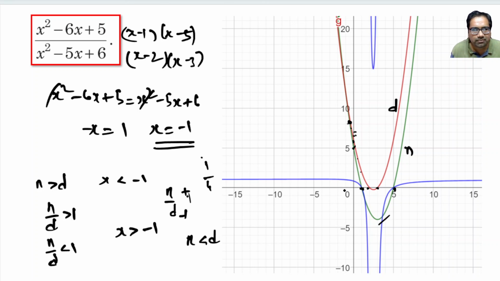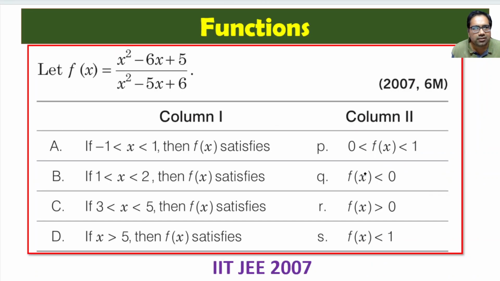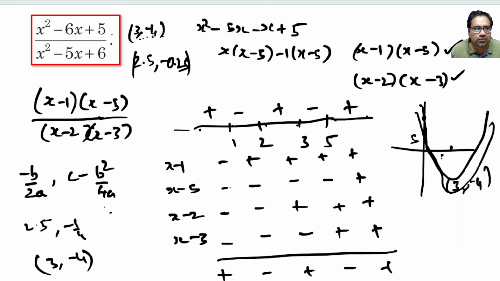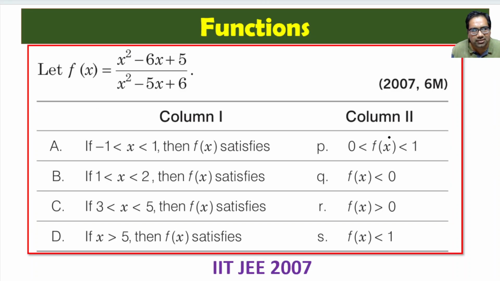And between minus 1 to 1, the numerator is always less than the denominator and both are positive numbers. That's why we can say this range is valid. Firstly, between minus 1 and 1 the fraction is always positive, and at the same time, the fraction is less than 1. So this is satisfying the condition: A is satisfying P.